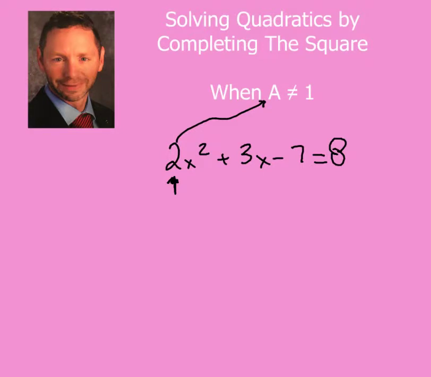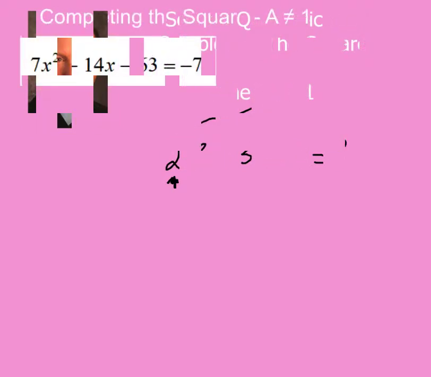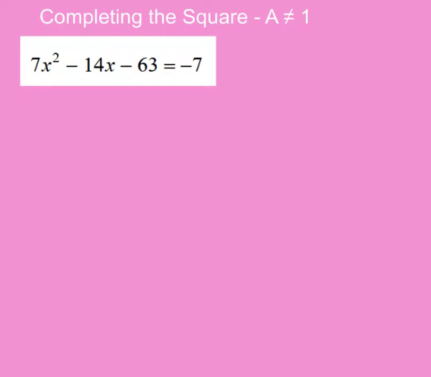So let's take a look at our first of two examples. Here, what you want to do first, of course, is isolate the quadratic term and the linear term. So you're going to take this 63 and move it over to the other side by adding. On the left-hand side, we're still going to have our 7x squared minus 14x. But on the right-hand side, if you combine 63 with 7, you'll get 56.